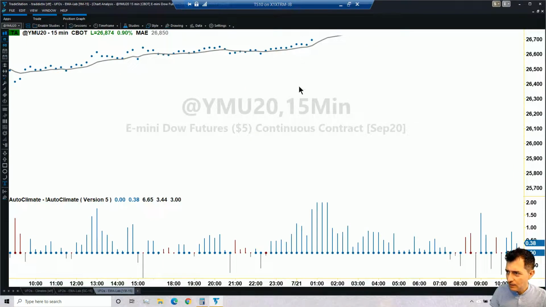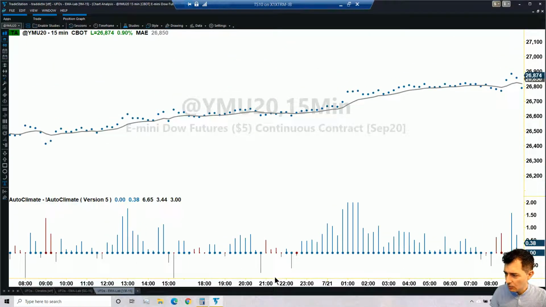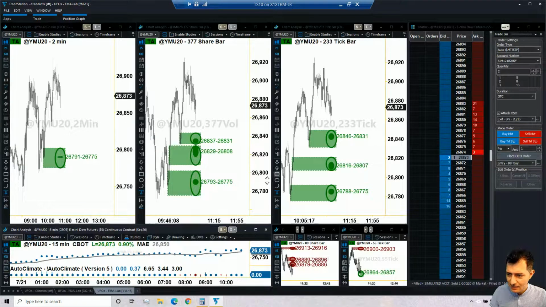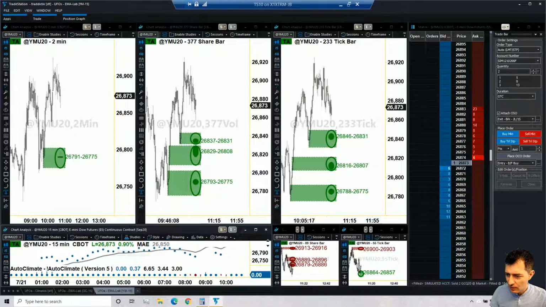That's a funny one. I got my chart totally distorted here. Here we go. I guess I saved it in the wrong position. Anyway, so what do we have? We have a climate, 3 dots. It's confirmed that all is good.